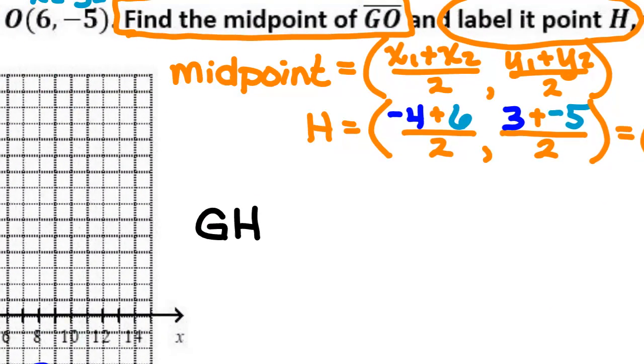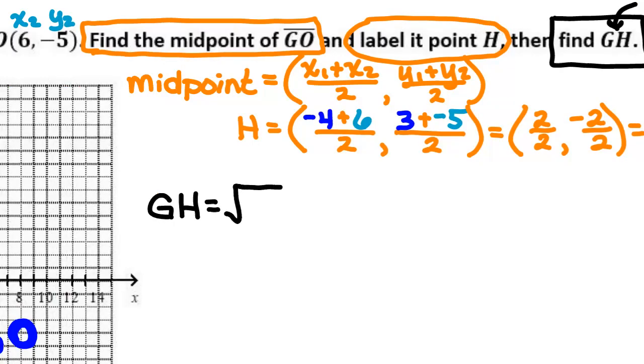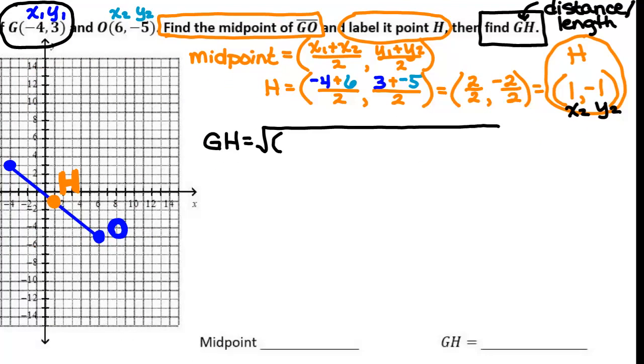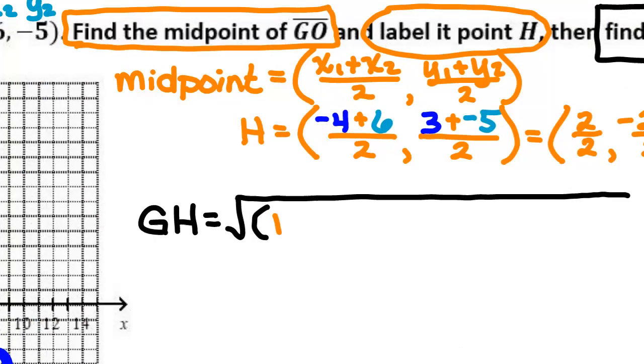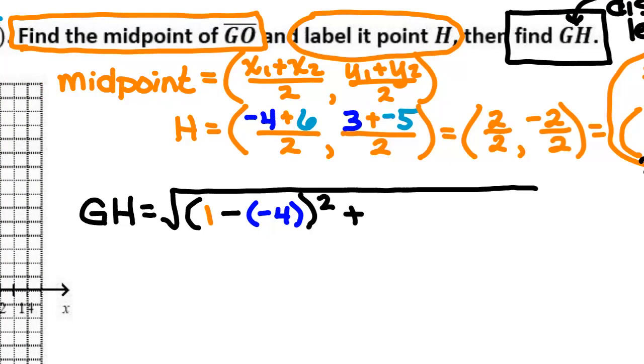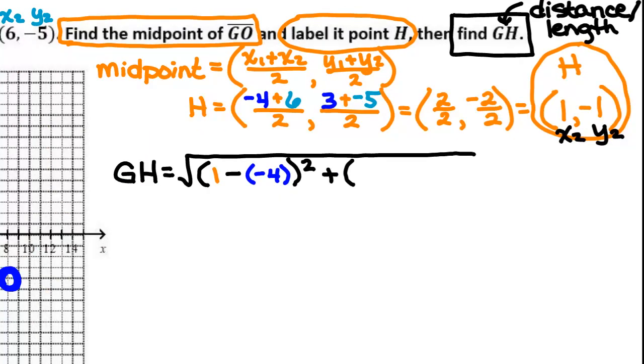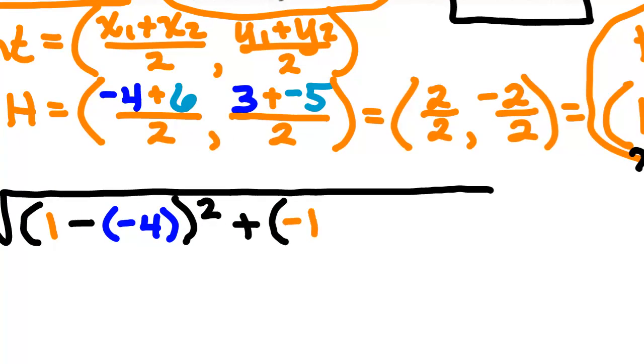So the distance from G to H equals big, long square root sign, parentheses, x2, which is 1, minus x1, which is negative 4, close the parentheses, and square it, plus parentheses, y2, that's negative 1, minus y1, which is 3, close the parentheses and square it.